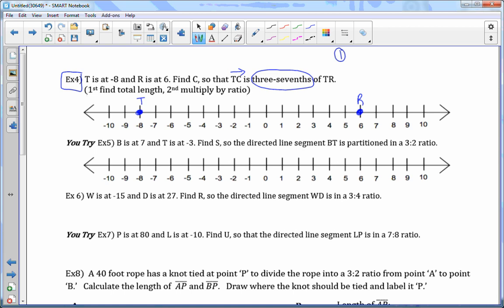I had it written better on my little piece of paper. I don't know where it went. Here it is. Write your ratio as a percentage. Make sure the denominator is your total parts. So you have a certain quantity A out of the total that you're moving over.